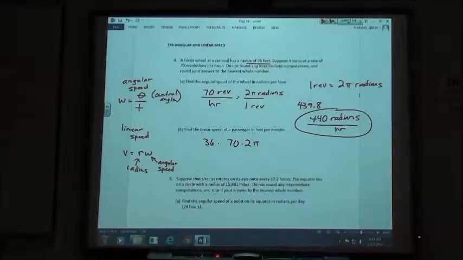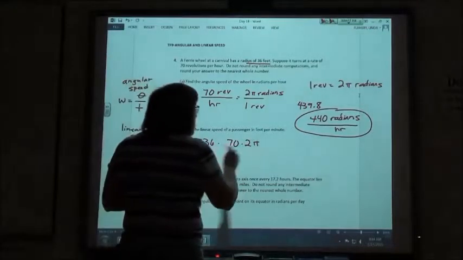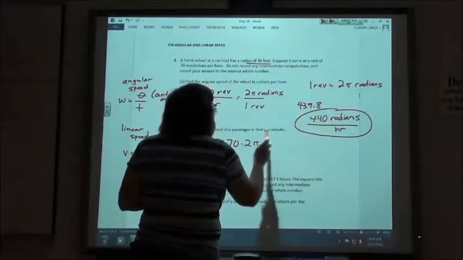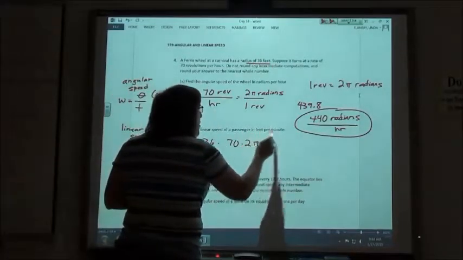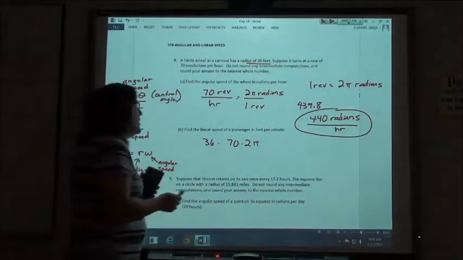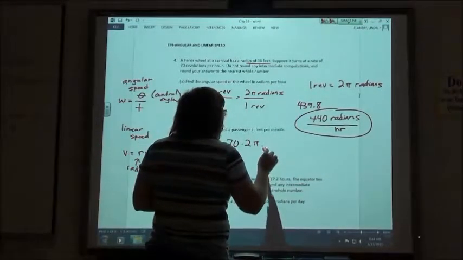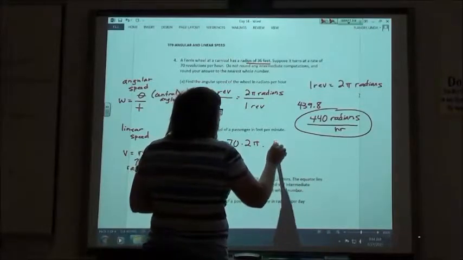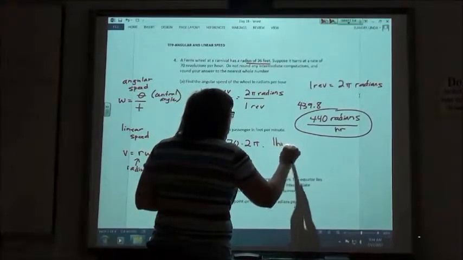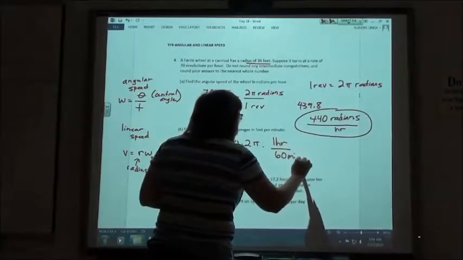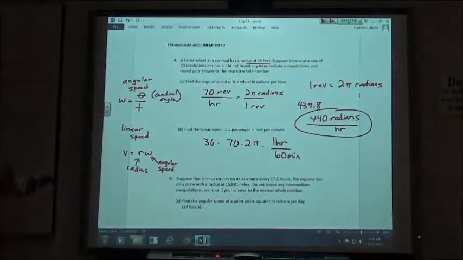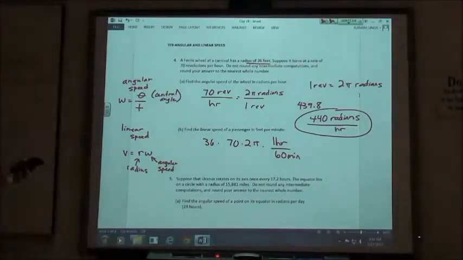That's going to give us our answer in radians per hour. We want it in per minute instead of per hour, so since this is in per hour, we want to take that 1 hour, which is 60 minutes. And so I'm going to take 36 times 70 times 2 pi. I'm going to hit equals there, and then I'm going to divide it by 60.